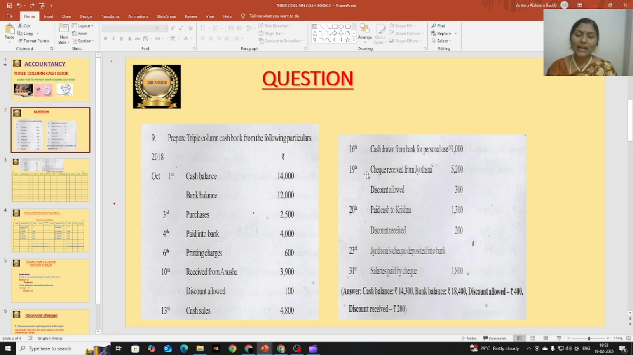After that, some transactions are mentioned in the question. We are going to record all these in the 3-column cash book. If you want to prepare a 3-column cash book, you must know what it is and what the rules for preparing it are. All this I mentioned in the previous class. Those who want that can refer to that video and then come to this question so that you will understand in a better way. So let us move to the solution.